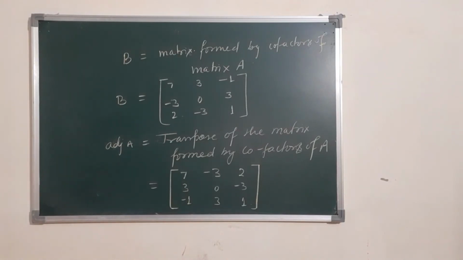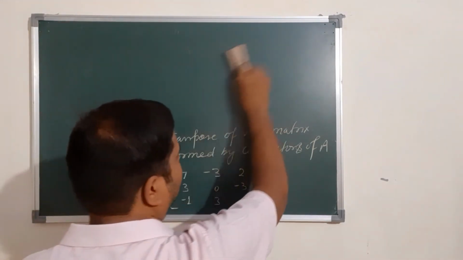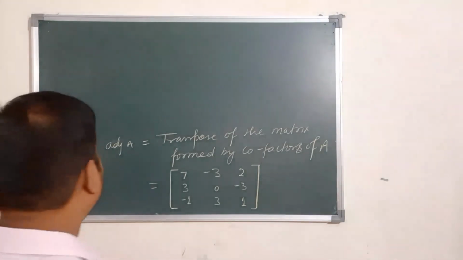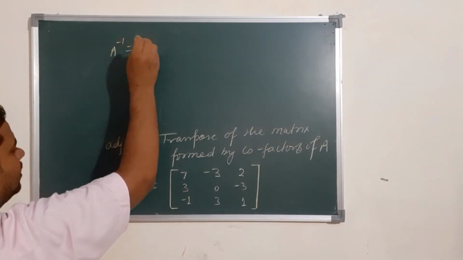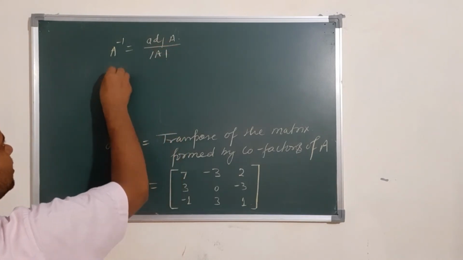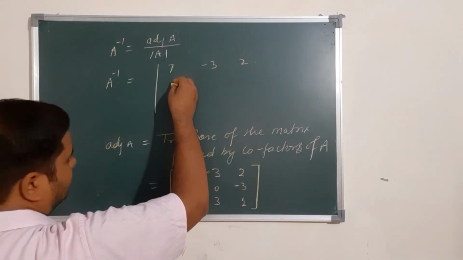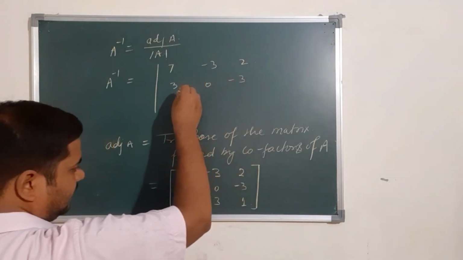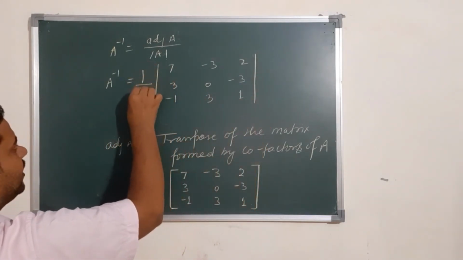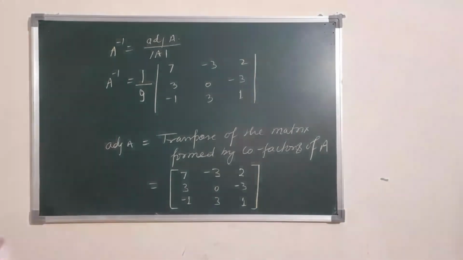Now X is A inverse B. First of all, A inverse is the adjoint of A divided by the determinant of A. So A inverse is the adjoint, which is 7 minus 3 2, 3 0 minus 3, minus 1 3 1, divided by the determinant of A, that means 1 by 9.